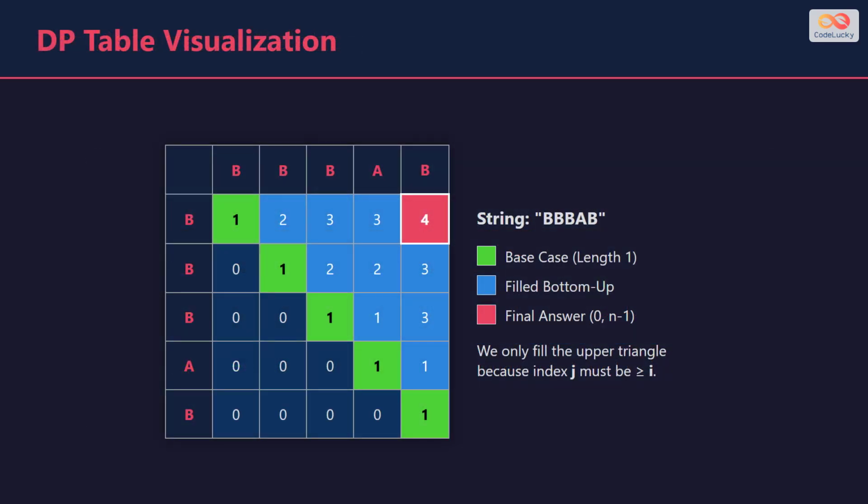We can visualize this using a table. Here, the rows represent the start index i, and columns represent the end index j. We initialize the diagonal with 1s because every single character is a palindrome of length 1. We then fill the upper triangle of the table diagonally or row by row. The bottom left half remains empty because the start index cannot be greater than the end index. The final answer will reside in the top right corner, covering the full string from index 0 to n-1.